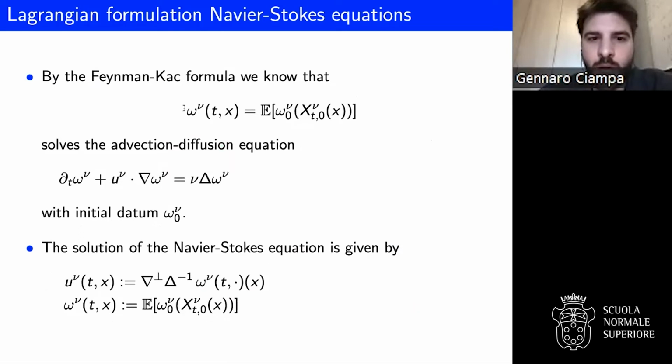By the famous Feynman-Kac formula, we have that this object here solves the Navier-Stokes equation, and then the Lagrangian formulation of Navier-Stokes is this one.